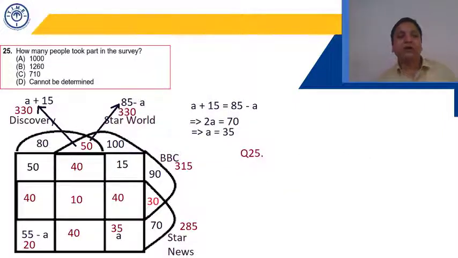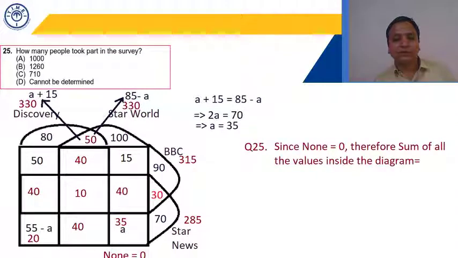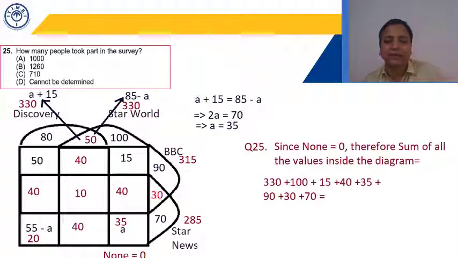Question 25. How many people took part in the survey? Now most important point, none is given as 0. That's why we can add the sum of all. Otherwise the answer would have been cannot be determined. How many people took part in the survey? Just count. Since none is 0, therefore sum of all the values inside the diagram.